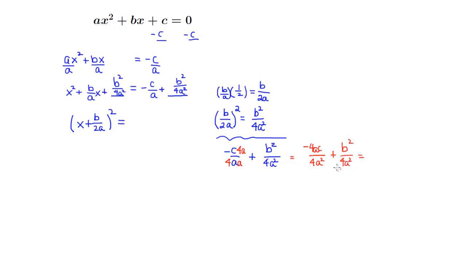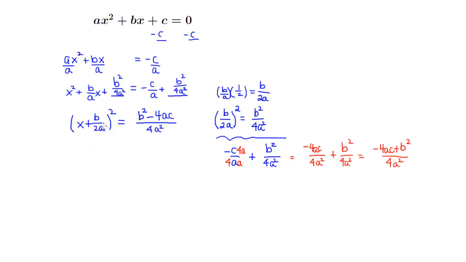And putting these together, because they're now like fractions, we have negative 4ac plus b squared over 4a squared, which I'm going to write with my b squared term first. That means that this right side simplifies as b squared minus 4ac all over 4a squared. Are you with me?